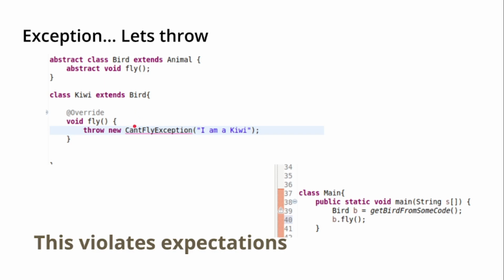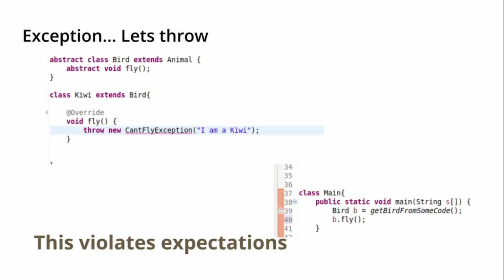This code will work. Let's say this is the main function, and bird b is something we are getting from some other code which is not changing. Previously we were getting only instances of Pigeon, Peacock, Sparrow, but now that we have the Kiwi class, sometimes Kiwi is also coming. Once we start throwing an exception in there, b.fly was working fine earlier, but with this extension, once we have added Kiwi, it starts breaking sometimes because Kiwi is throwing the exception.